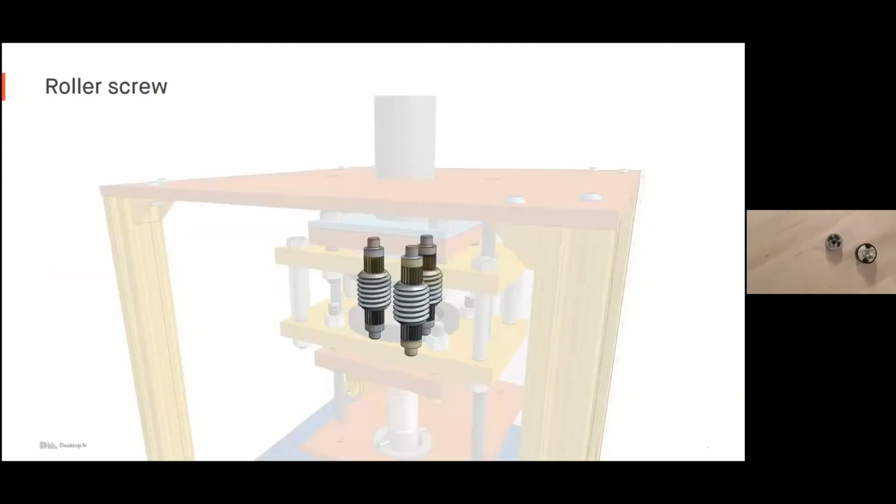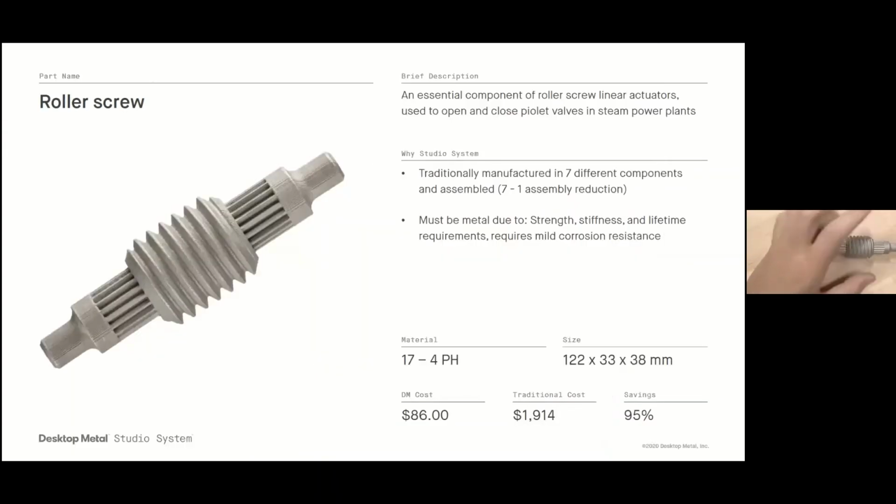Roller screw, another part that I have with me here today. This is used in a linear actuator to open and close the pilot valve in a steam power plant. Traditionally, this part was manufactured out of 7 different components. The gears were manufactured separately. The roller was manufactured separately. There was some assembly involved. Of course, this part's under very high loading because there's a lot of high forces involved in opening and closing this power plant valve.